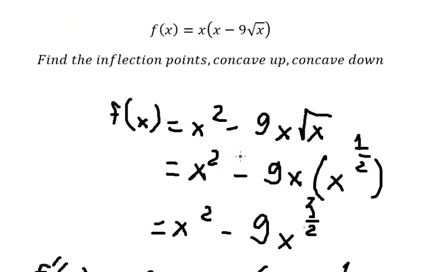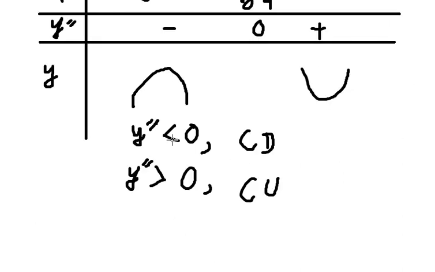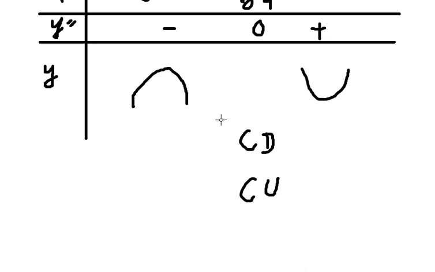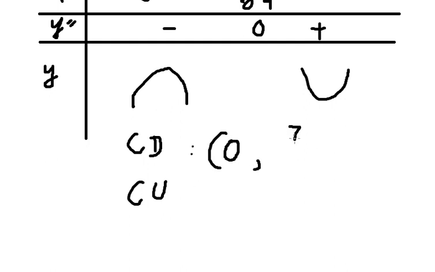However, we have the domain, which is the square root of s. That means s should be greater than or equal to 0. So in this situation, we stop at 0 here, and we can write the interval. Concave down in this situation should be from 0 to 729 over 64.